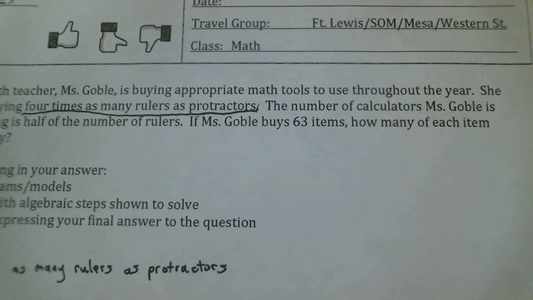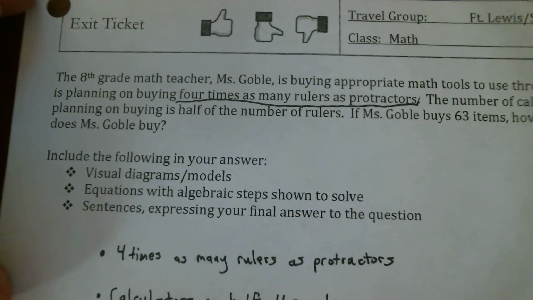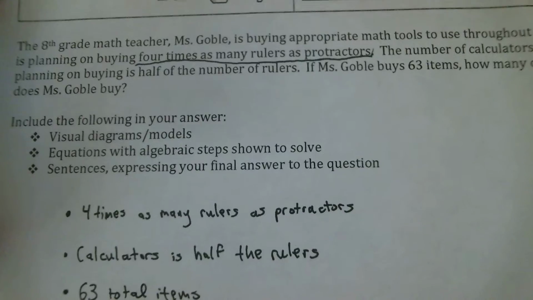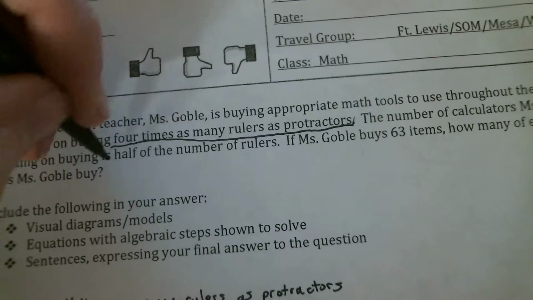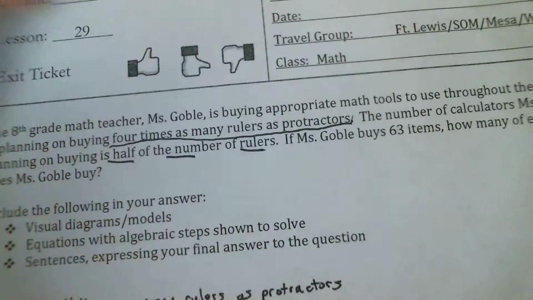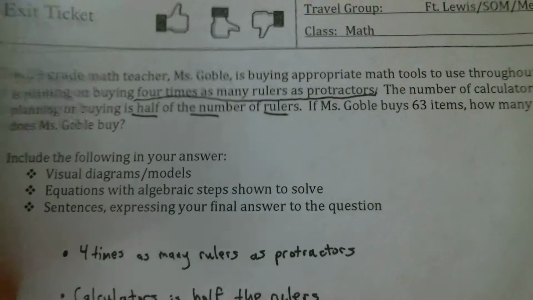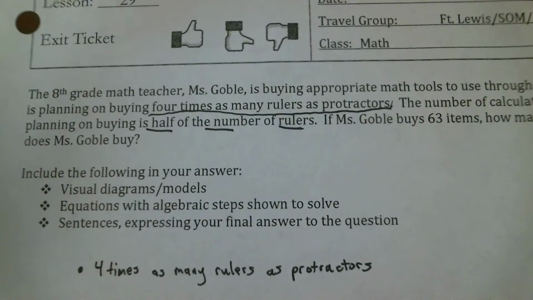The number of calculators Ms. Goebel is planning on buying is half the number of rulers. So again, I wrote that down as well. Half the number of rulers. If Ms. Goebel buys 63 items, how many of each item does Ms. Goebel buy? Now, the key thing here is the number of things we're asked to do, right?